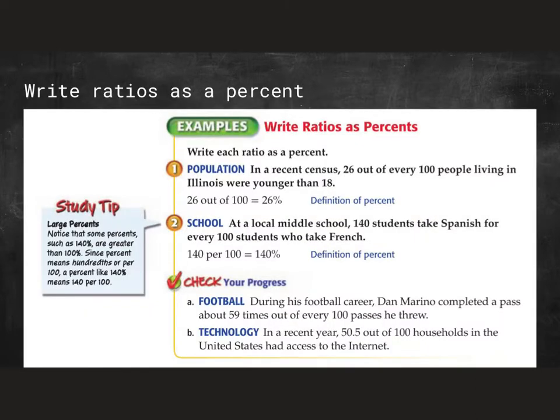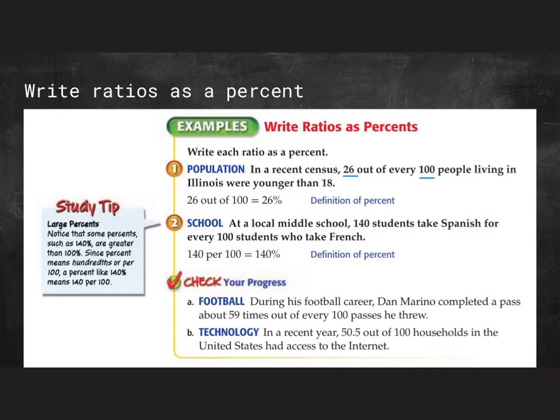So to write a ratio as a percent, we're going to look at a couple examples and do a couple together. In a recent census, 26 out of every 100 people living in Illinois were younger than 18. So there was 26 who were younger than 18 out of every 100. So 26 goes first out of 100, which is 26%. We know that because of the definition of a percent that we learned on the last slide.